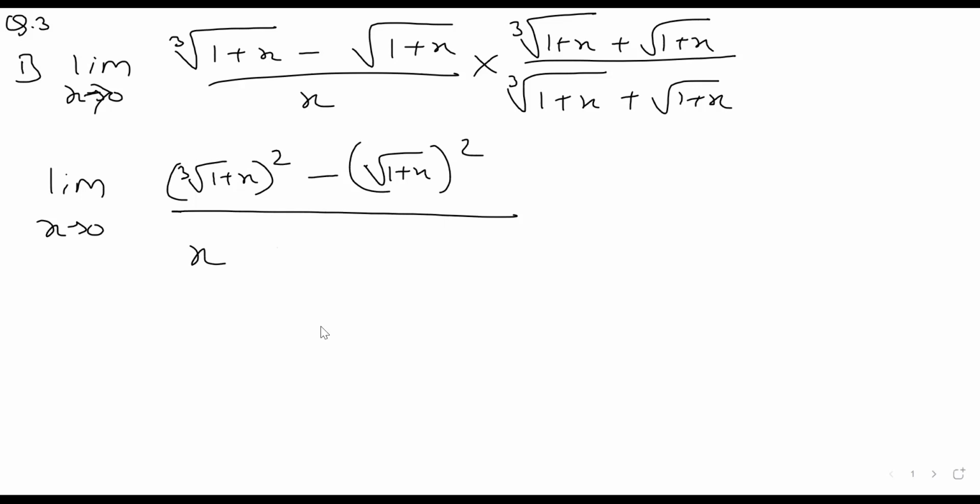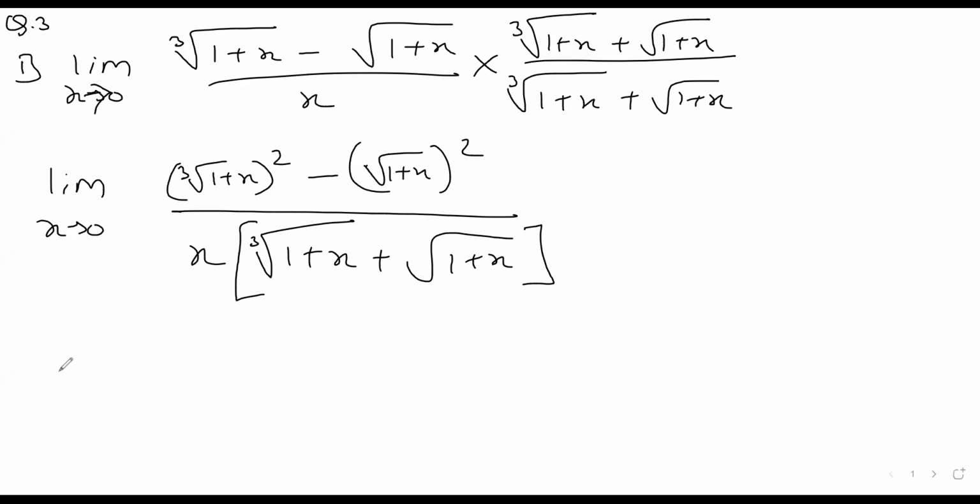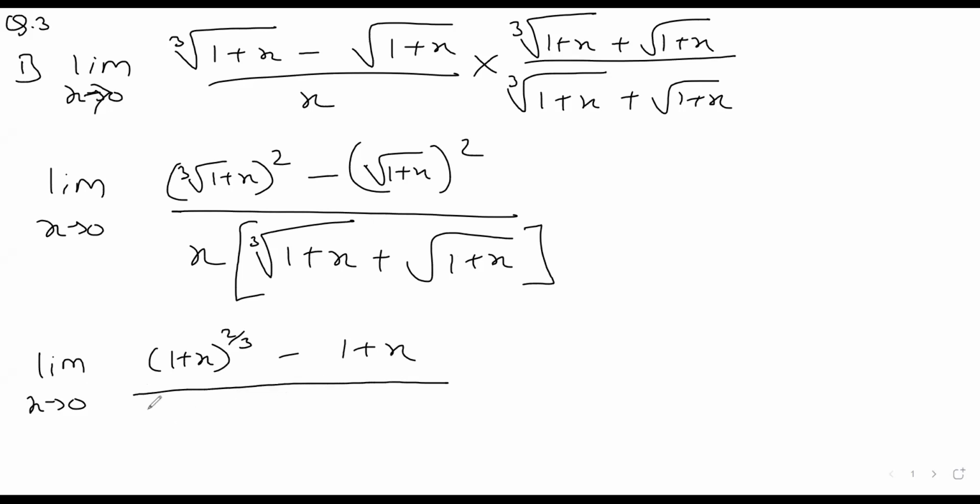And the denominator remains the same. Now let us expand. Limit x tends to 0, this is 1 plus x raised to 2 by 3 minus this will be 1 plus x, whole thing upon x, cube root of 1 plus x plus square root of 1 plus x. Only if this x goes away can we evaluate it by putting x is equals to 0. As long as this x is here, the denominator will keep being 0. Now can we evaluate this?